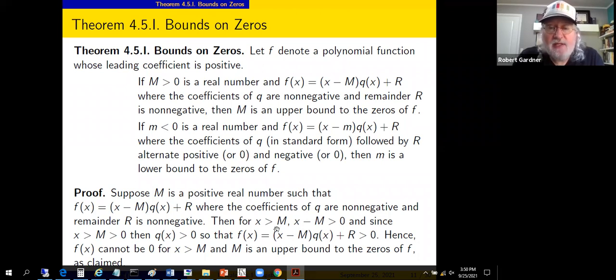So f can't have any zeros, x, which are greater than m. So if we have a 0 of this function f, it's going to have to be less than or equal to m. That is, m is an upper bound of the zeros of f as claimed, and told you so. The argument ultimately turned out to be not too complicated. It was simply positive times positive plus non-negative yields a positive. The second part holds similarly, but we have to break into 4 cases.